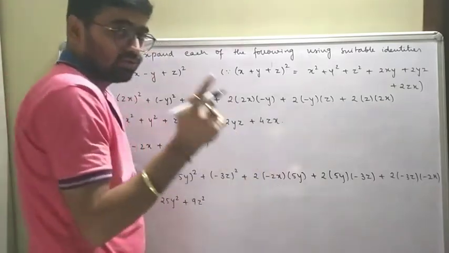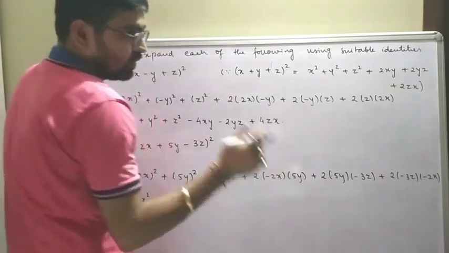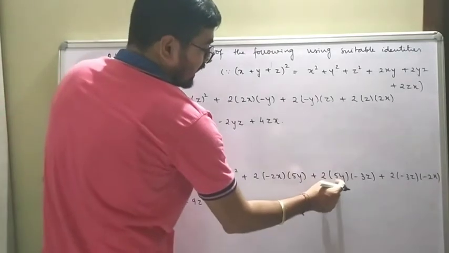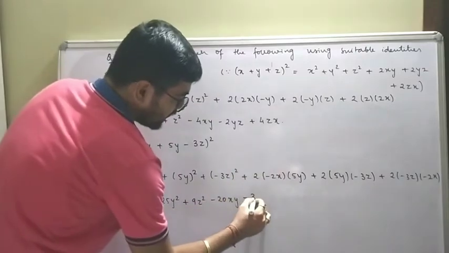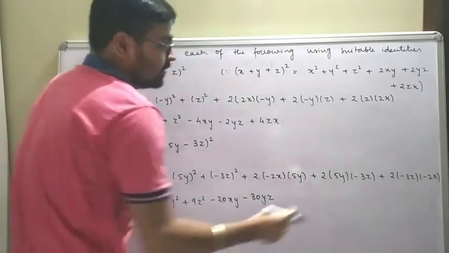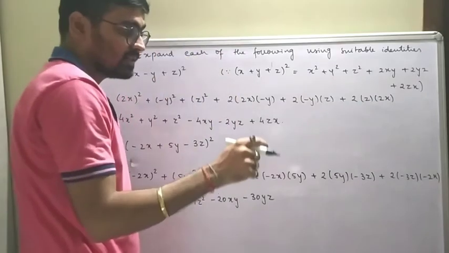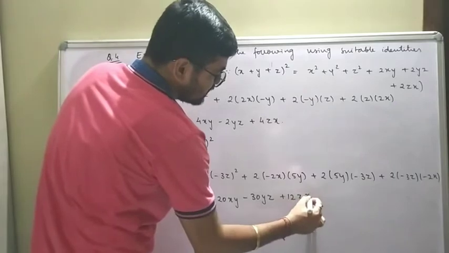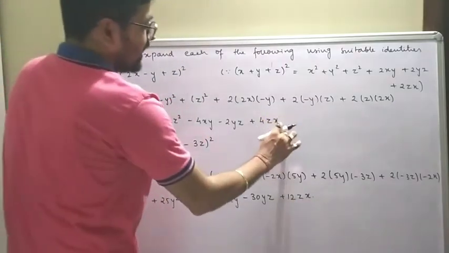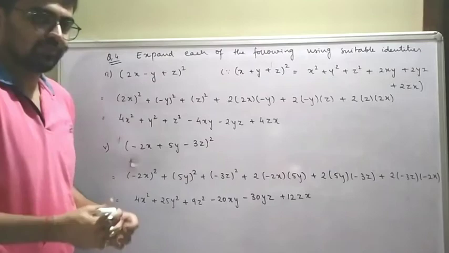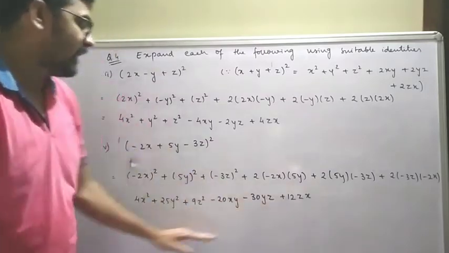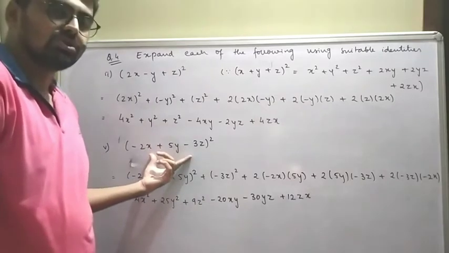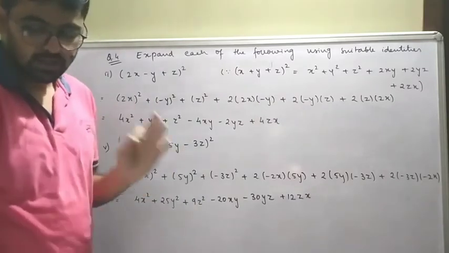Now 2 into minus 2, minus 4. Minus 4 into 5, minus 20xy. 2 into 5, 10. 10 into minus 3, minus 30yz. 2 into minus 3, minus 6. And minus 6 into minus 2 becomes plus 12zx. This is your answer. In maths we are not supposed to put a full stop. Correct? So this is our answer, that is, this is our expansion form of this particular question. Am I clear? Can you do this?